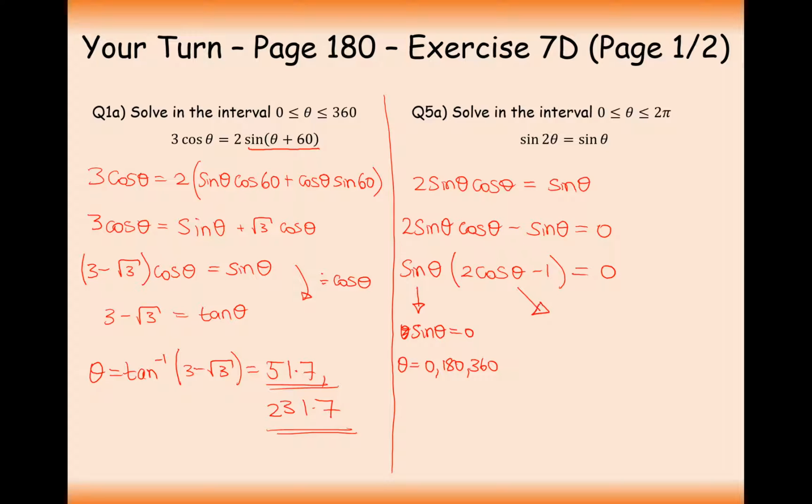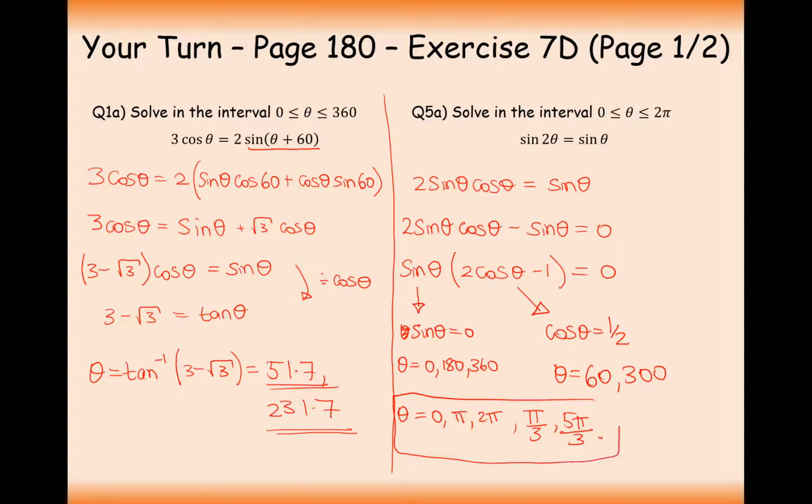Let's have a look at the second equation now. Cos theta equals a half. Well, I know this can happen at 60 degrees or 300 degrees. Oh, but it's in radians, so I'll have to convert all of my answers. That's a shame. 0, pi, 2 pi, 60 degrees is pi by 3, and 300 degrees is 5 pi by 3. Yeah, don't forget to check whether your answers are going to be left in degrees or radians. I forgot to look, so I had to convert right at the end.